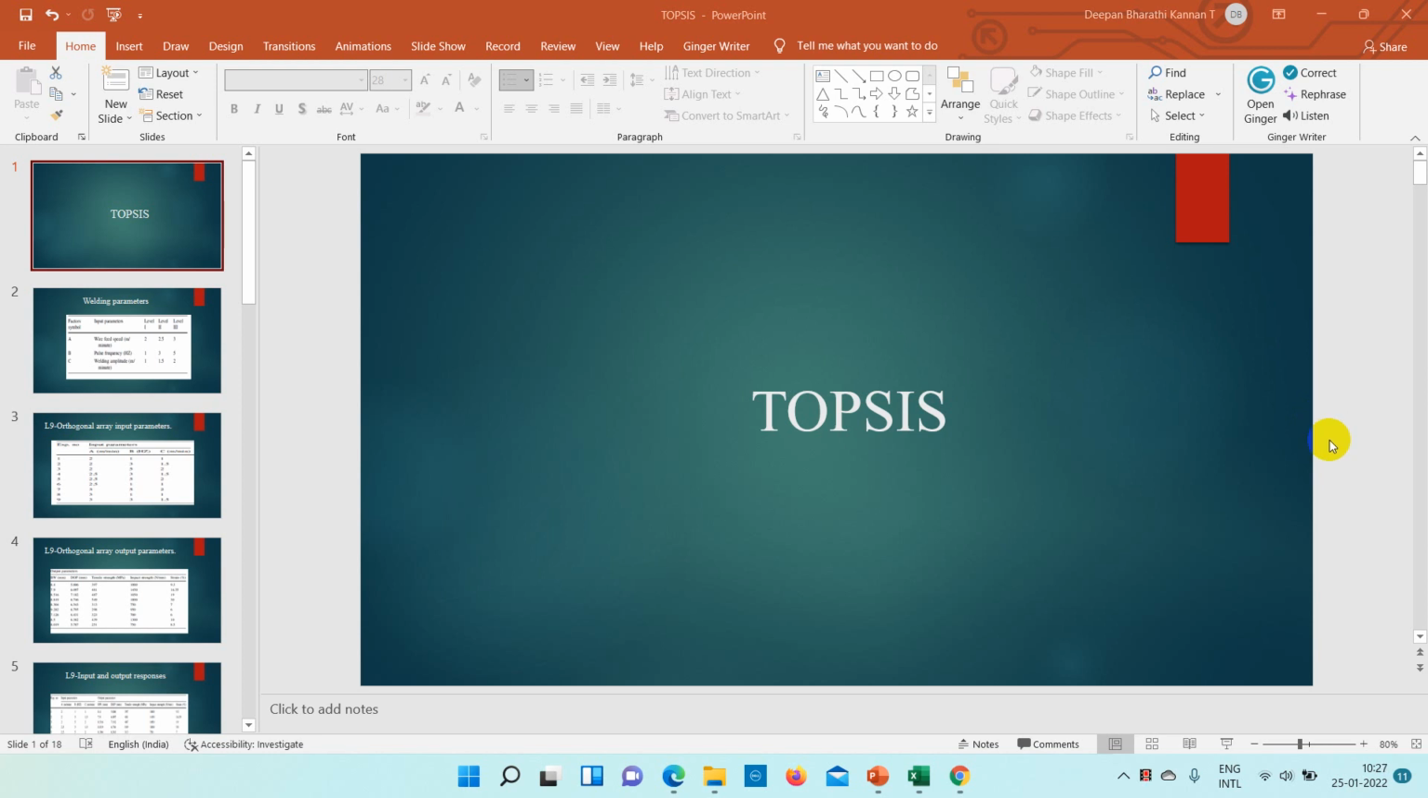In this video, I will try to explain how to use this TOPSIS multi-objective optimization technique for identifying optimized parameters in a welding process. I have taken this content from a published article. Based on that, I will give the explanation for this TOPSIS multi-objective optimization technique, and I will tell the step-by-step procedure for identifying the optimized parameter combination.